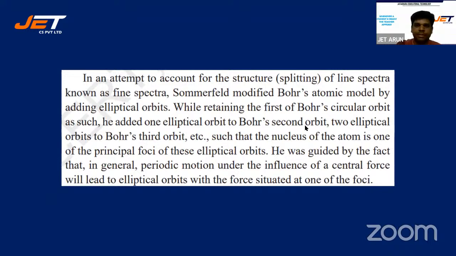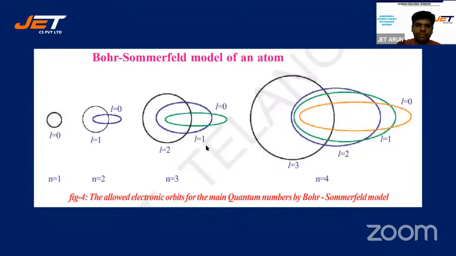All right? This way, students. So these are the circular orbits, and also elliptical orbits. So Bohr introduced circular orbits, but then Sommerfeld modified it to elliptical orbits. They allowed electronic orbits for the main quantum numbers by Bohr's model as shown in this figure.